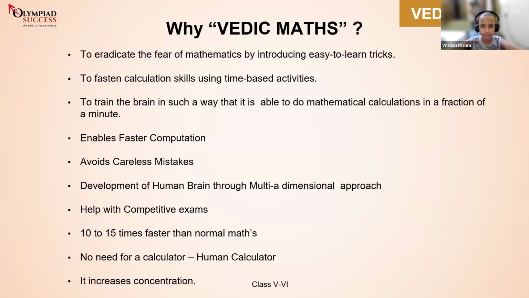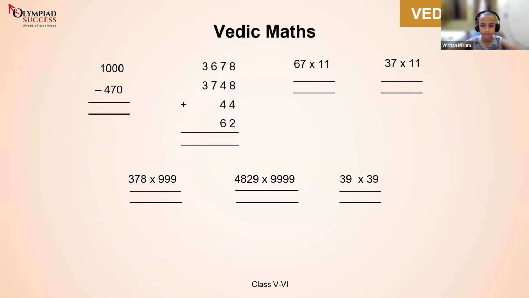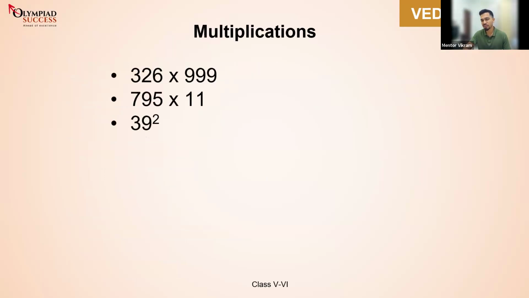Development of the human brain, I've already told you that it improves the logic and reasoning part of the brain. Competitive exams, if you appear for maths olympiads, science olympiads, or you plan to appear for any competitive exam in life, it's very important that you must know Vedic mathematics. Without this, it's not possible to crack a competitive exam because calculations take a lot of time. You won't be able to complete the whole question paper in the given time if you don't know these tricks. Without wasting time, these are the kind of questions that we learn.